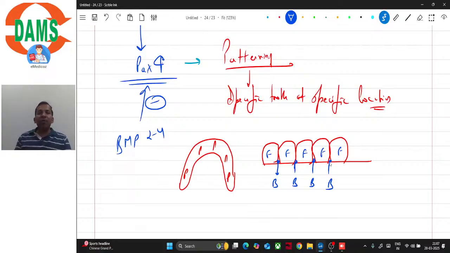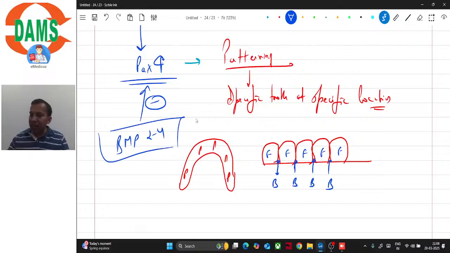And what will happen if there is an overexpression of BMP 2 and 4? There will be hypodontia or oligodontia or anodontia in severe cases. So if BMP increases, there will be anodontia or hypodontia or oligodontia. If FGF8 increases, there will be supernumerary tooth.